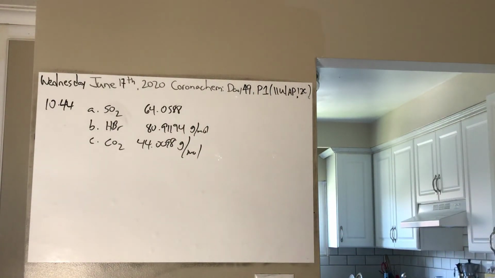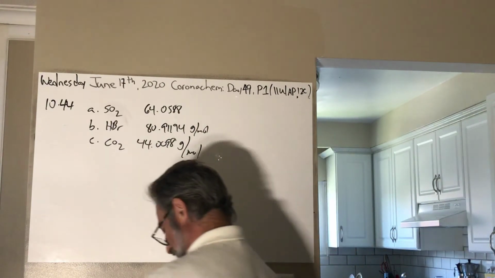The next question is 1048. It says calculate: A, calculate the density of sulfur hexafluoride gas at 678 torr and 28 degrees Celsius. B, calculate the molar mass of a vapor that has a density of 7.135 grams per liter at 12 degrees Celsius and 743 torr. Okay, 1048A then.